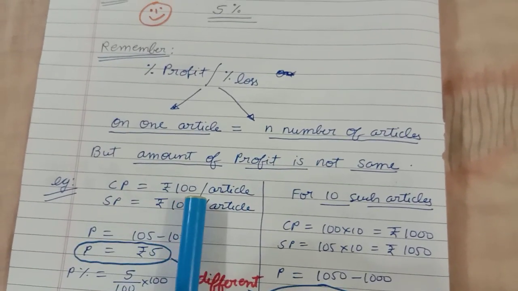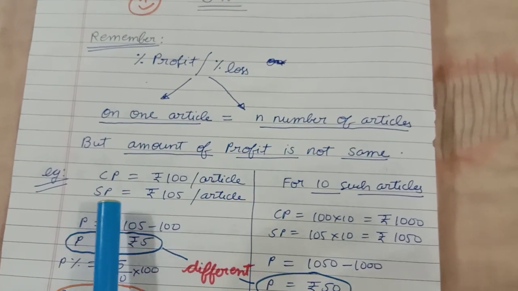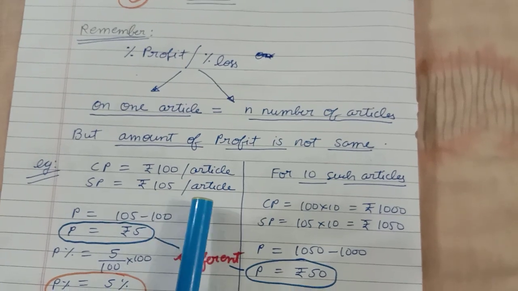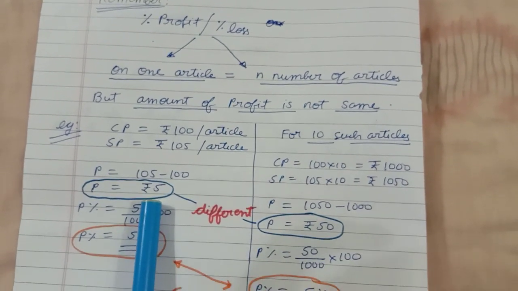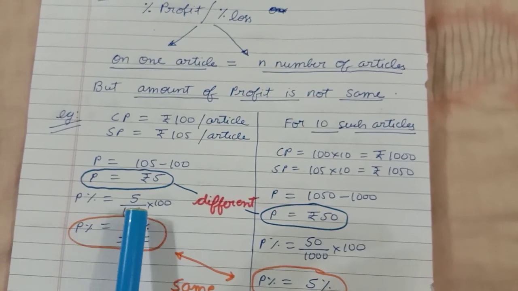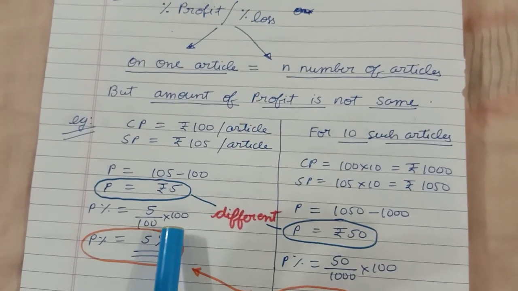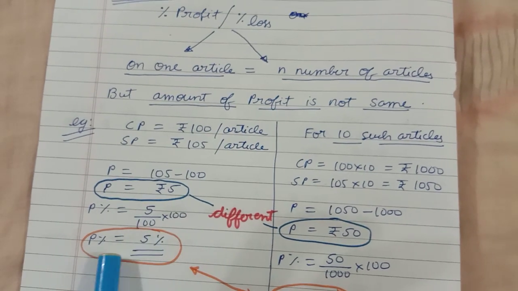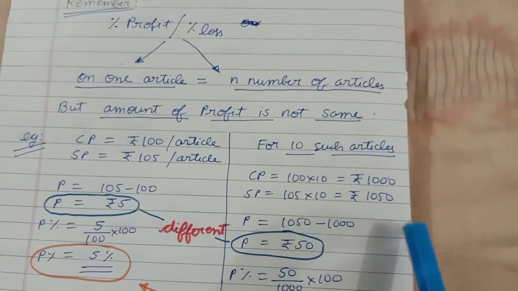See, cost price is rupees 100 per article, for one article. Selling price is rupees 105 per article, so profit will be rupees 5. Fine. Now percentage profit is profit amount divided by cost price, that is 5 upon 100 into 100, so the answer is 5%.